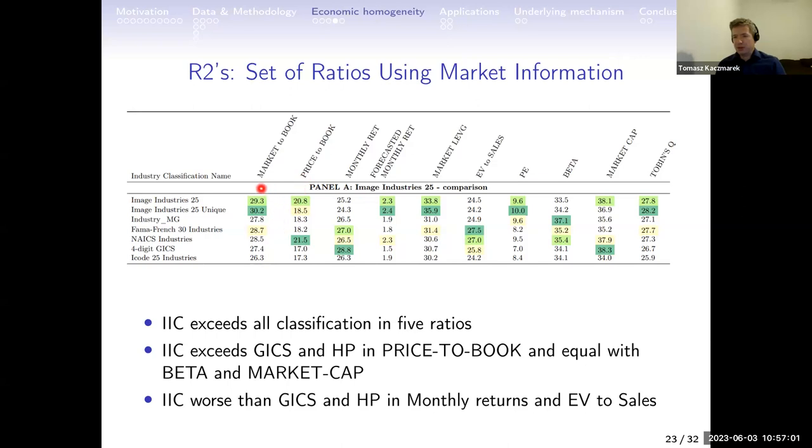And here what we can see is that image industry classifications typically are situated very high. In five cases, it is the best score. And also it exceeds global industry classification standards and Hoberg and Phillips in price to book, and equals them with beta and market capitalization. In fact, it is worse only in the case of monthly returns and the ratio of debt to sales. What we find interesting is that it is really good in forecasts of monthly returns, and we will use it a little bit later when I show you how we see this image industry classification power works and why the results are good.